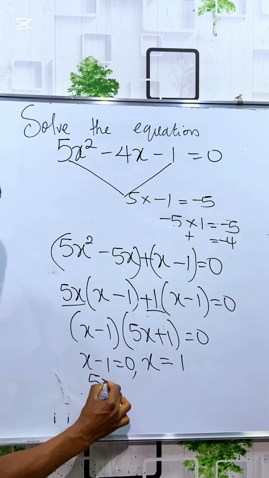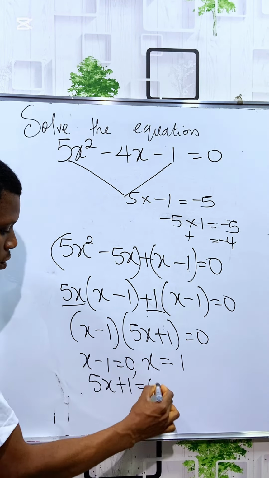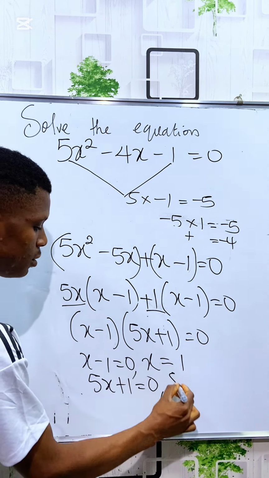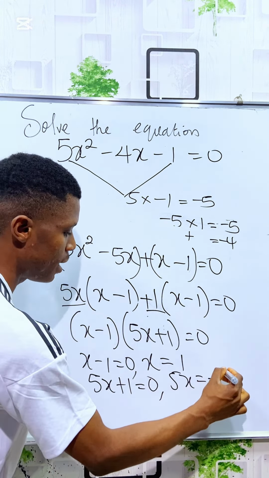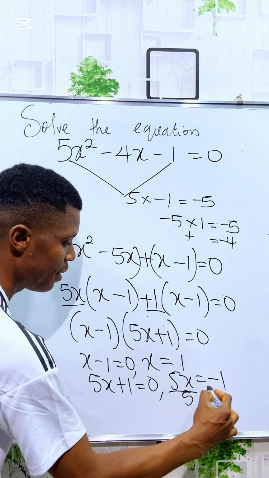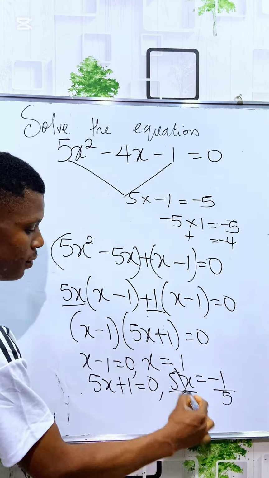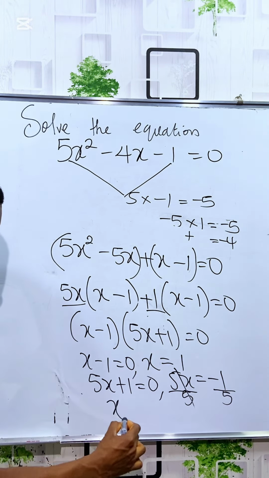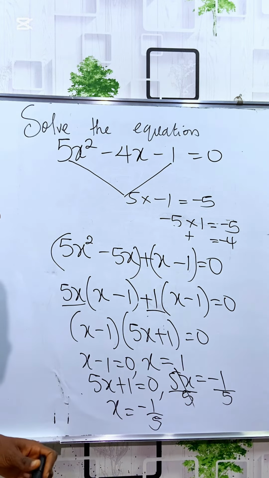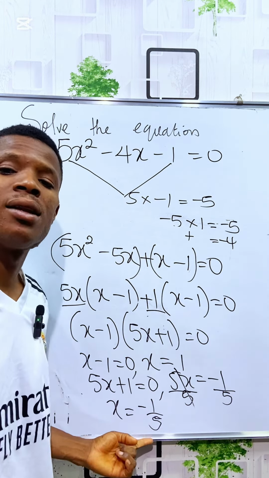Then the next one is 5x plus 1 is equal to 0. Then if 1 crosses the equality sign, you have 5x is equal to minus 1, because it becomes negative. Divide through by 5. If you divide by 5, you see that x is equal to minus 1 over 5. So the two possible solutions are 1 and minus 1 over 5.